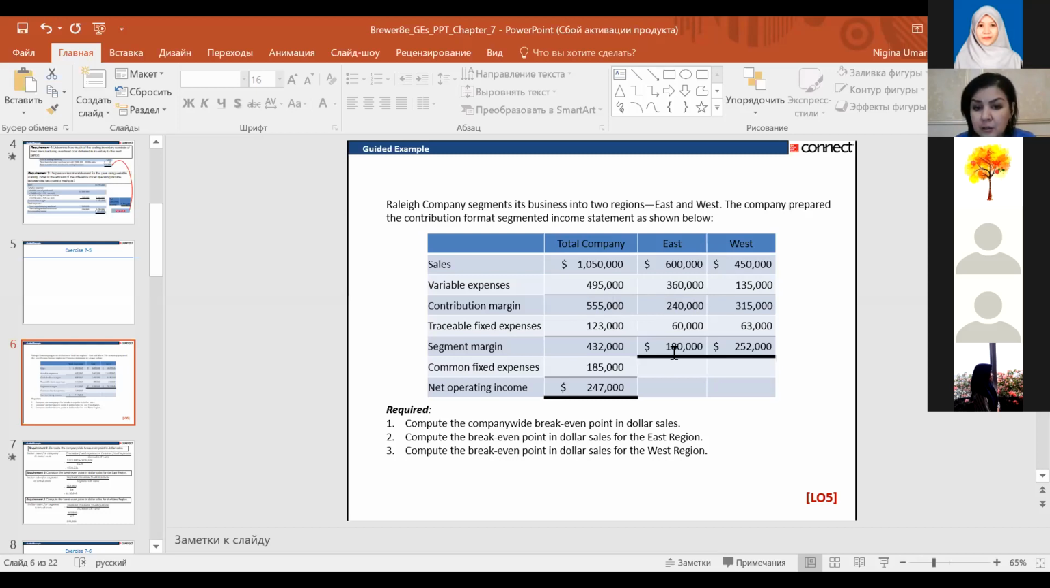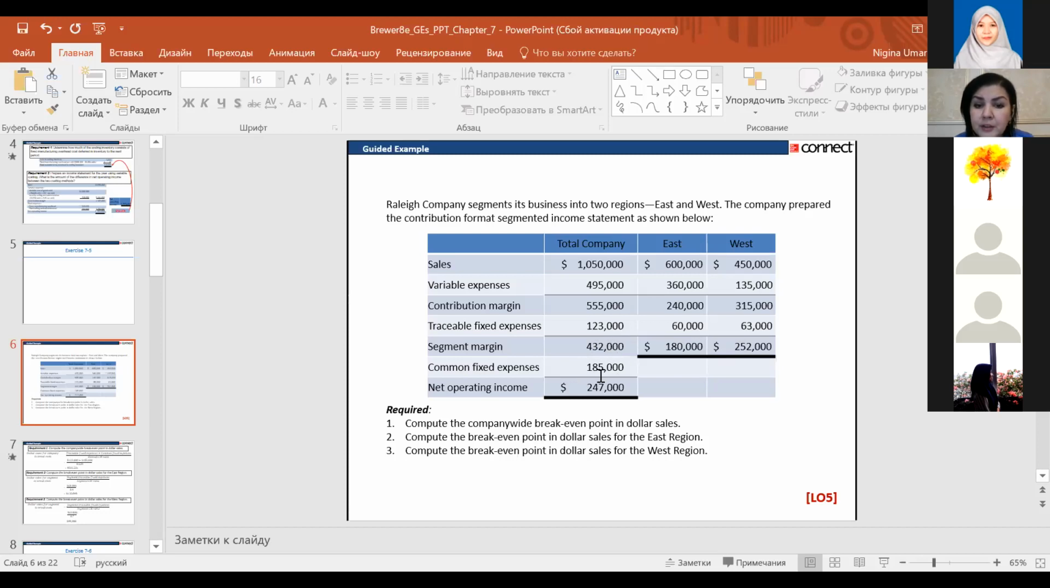Traceable fixed costs. These costs are traced or incurred by division only. Okay, let's add up traceable fixed costs and we get the total for the company. Contribution margin minus traceable fixed cost gives segment margin. So for segment margin also we add up the two values, and we get the segment margin total for the company.